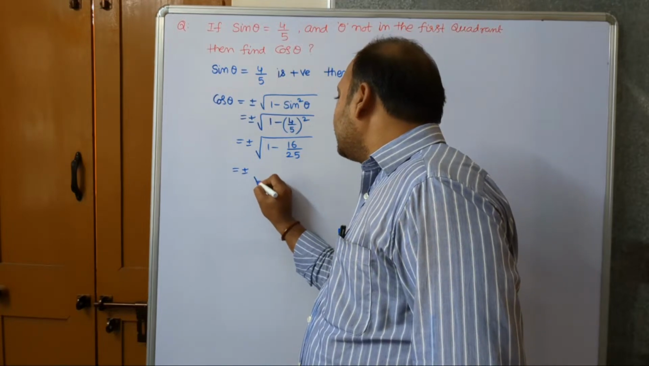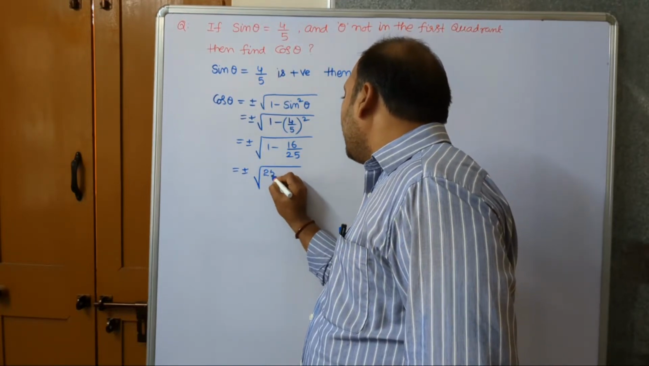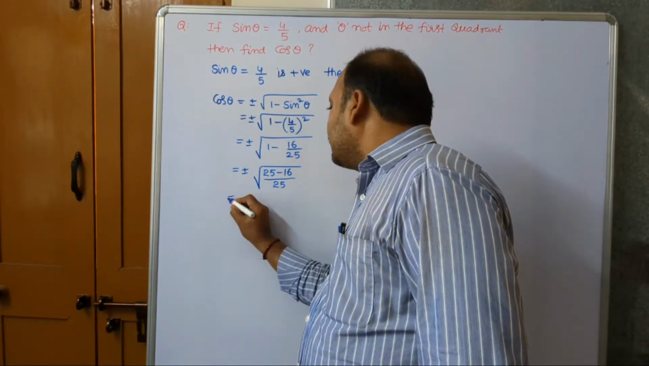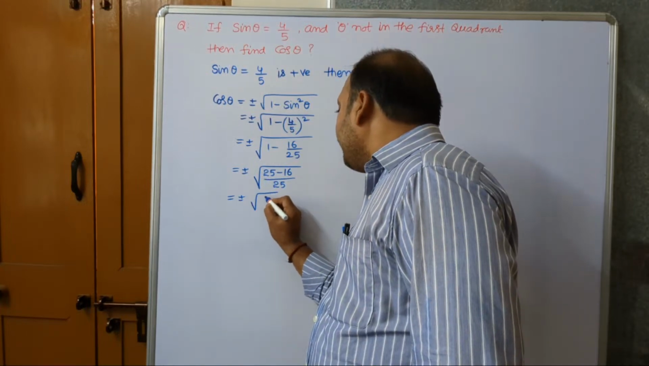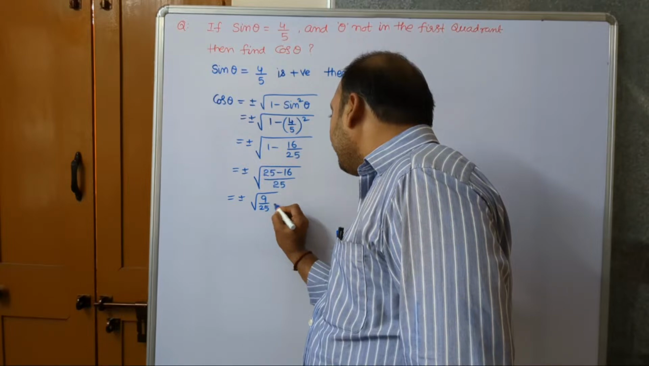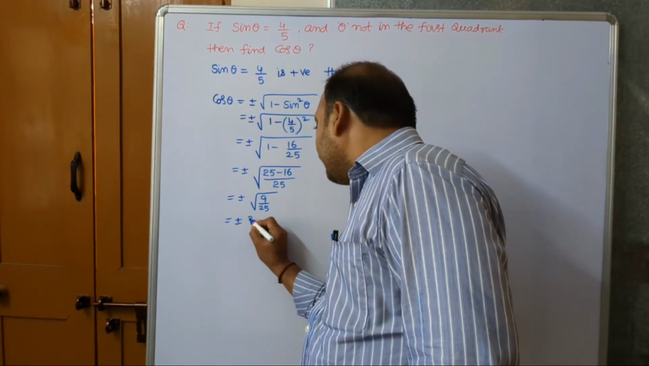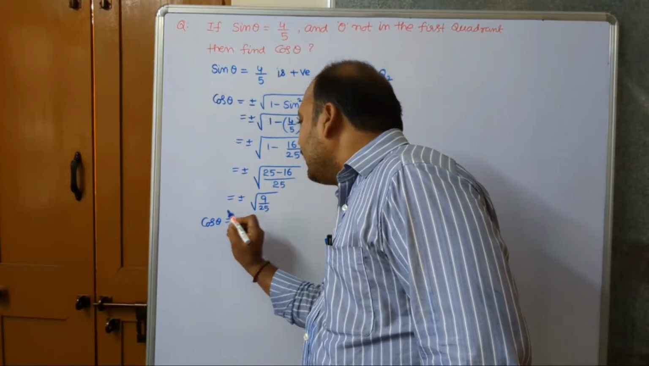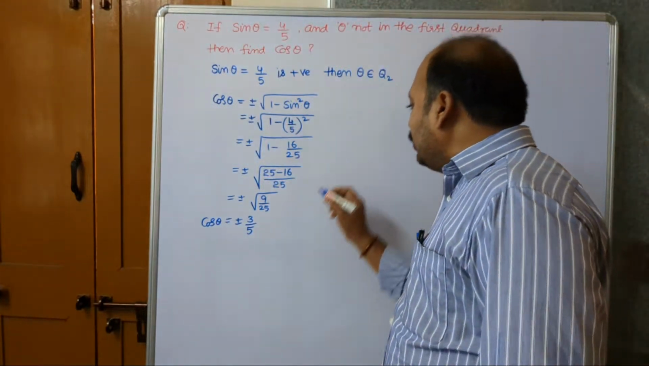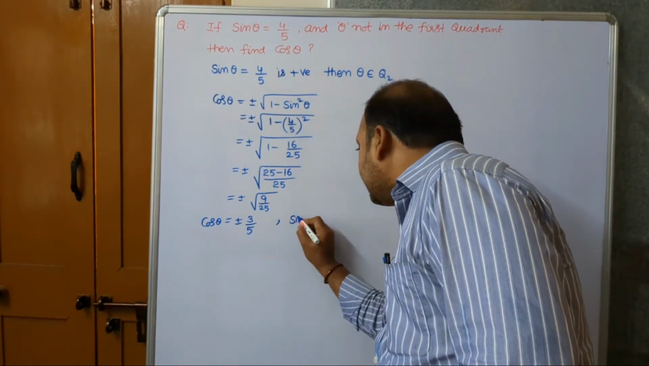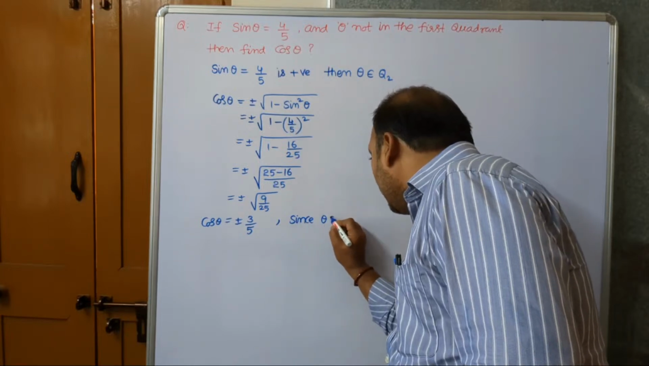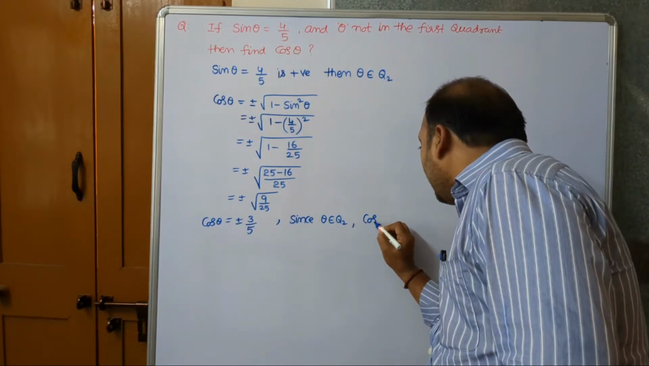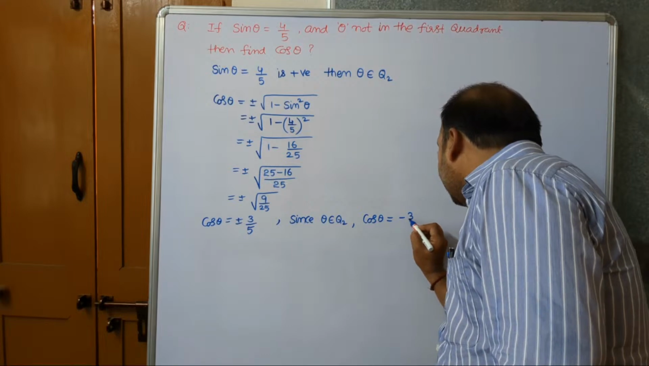So plus or minus root of 25 minus 16 divided by 25. So that is equal to plus or minus root 9 divided by 25. So that is equal to plus or minus 3 by 5. So this is the cos theta value. Since theta belongs to Q2, cos theta is equal to minus 3 by 5.